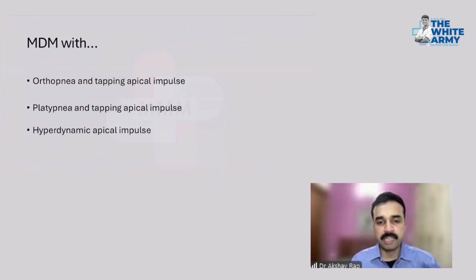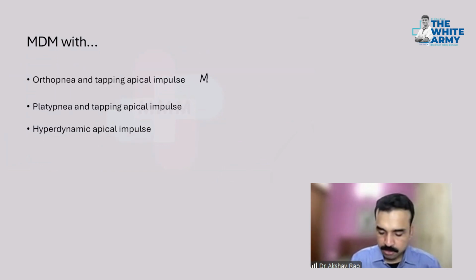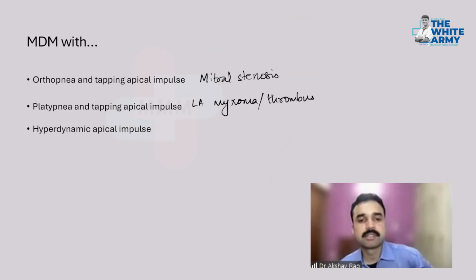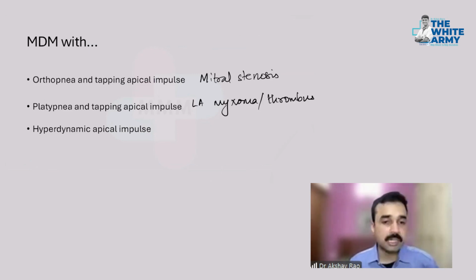So orthopnea with tapping apical impulse, always think of mitral stenosis, no doubt. Instead, if there is platypnea with tapping apical impulse, you think of left atrial myxoma and thrombus, left atrial thrombus. What if there is an MDM and a hyperdynamic apical impulse? Hyperdynamic apical impulse is not a feature of mitral stenosis. Mitral stenosis does not touch the left ventricle. Apical impulse should be tapping in mitral stenosis.